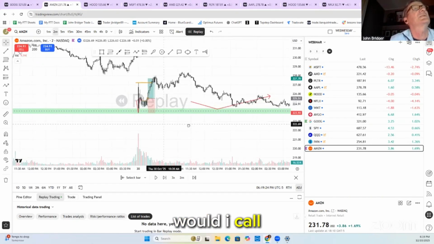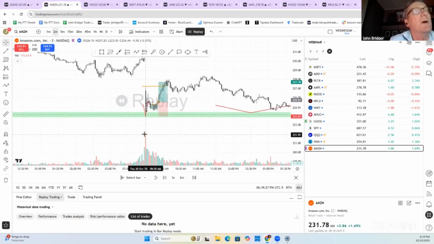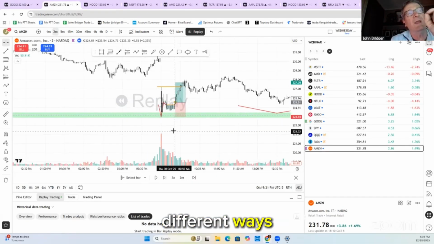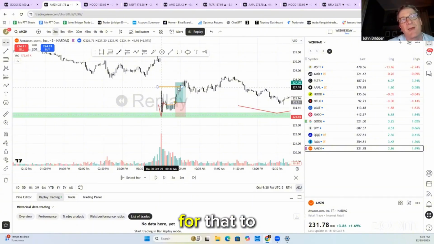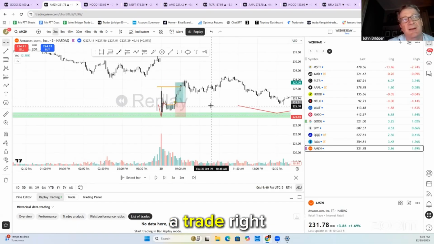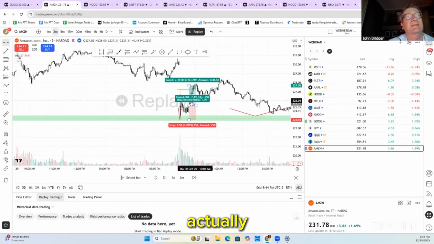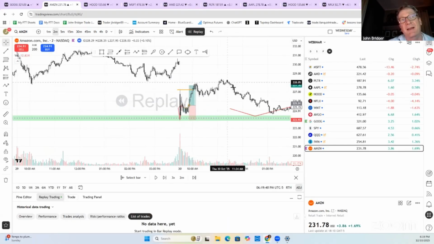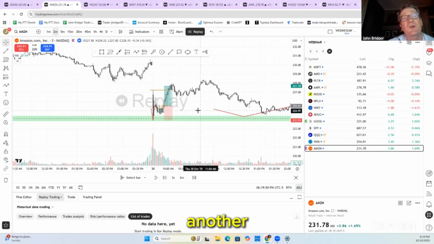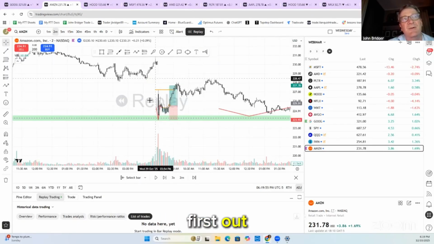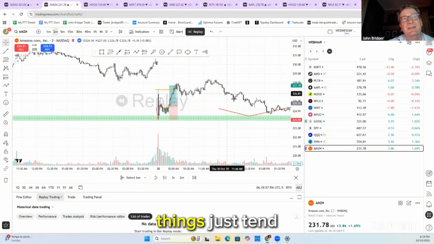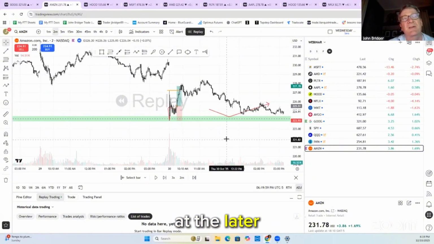Now, again, would I call this A++? No, but I'm just trying to highlight different ways of taking those concepts, right? Breaker structure, because clearly if you wait for that to be a breaker structure, you're never taking the trade, right? And you can see after it got up there, it kind of petered out as the day progressed. I think that's another reason why, if I'm getting in a trade, it's during that first hour. Things just tend to peter out the later you get into the day.